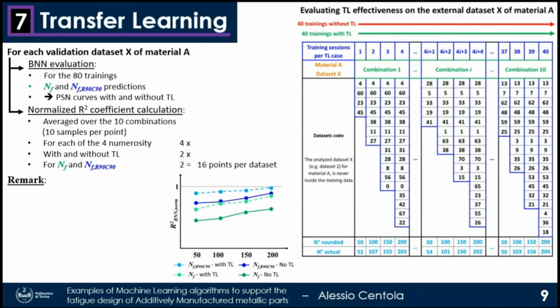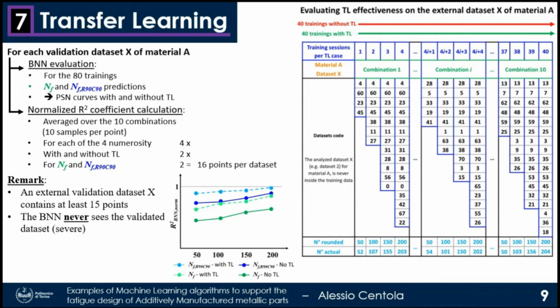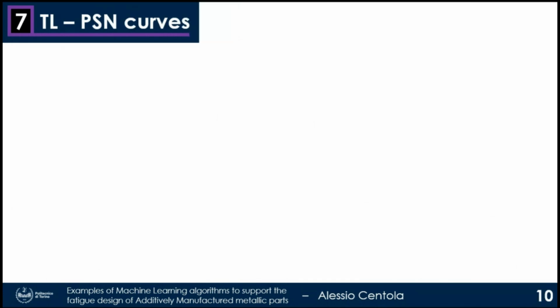A small remark, the external validation dataset is always external, and contains 15 points. The fact that it's external means that the Bayesian neural network never sees this validation dataset, so this validation is quite severe. And on the normalized R2 curve, the transfer learning case should always be above the case without transfer learning.